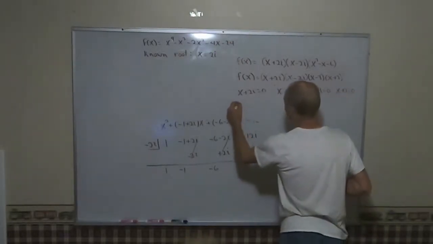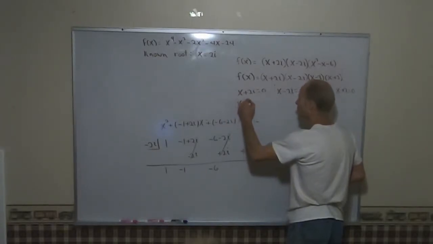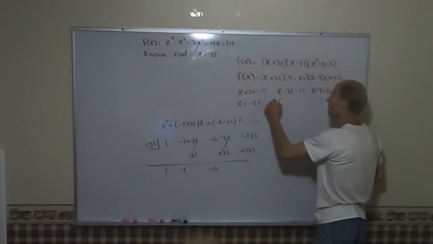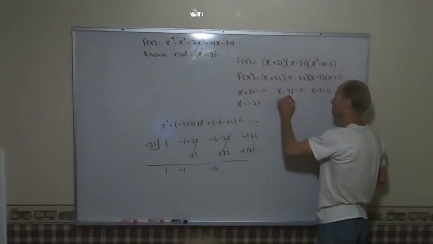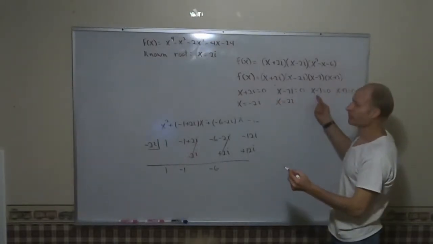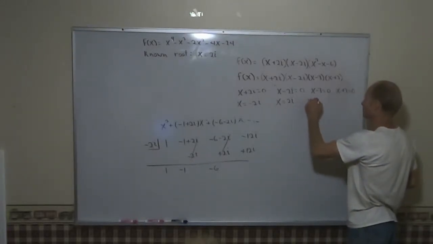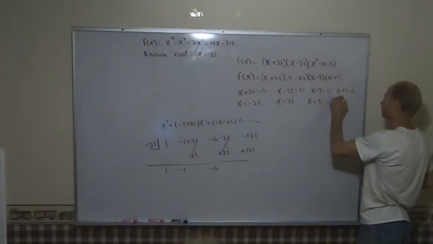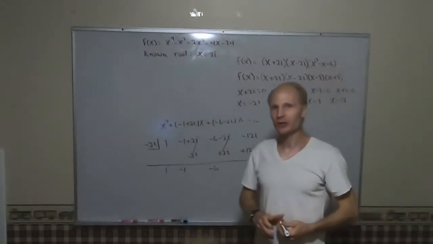Our roots, finally, are x equals -2i. Remember, just subtracting 2i from both sides. X equals +2i. X equals +3. And x equals -2. And there we have it.